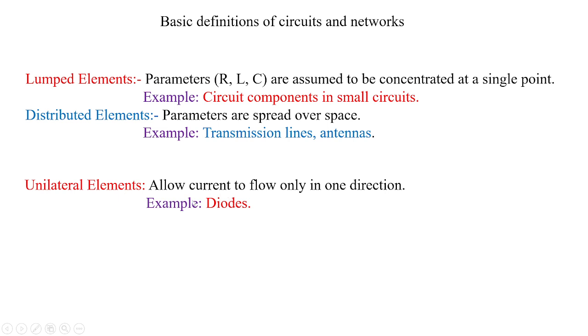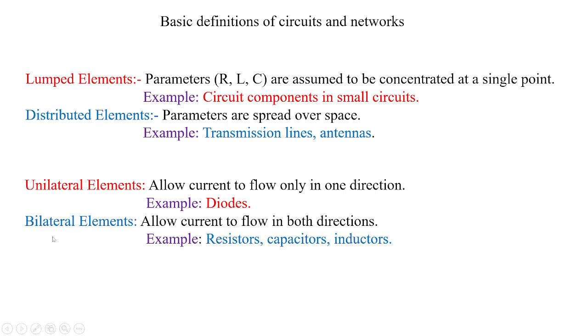Unilateral elements allow current to flow only in one direction, an example being a switch or a diode. A bilateral element allows current to flow in both directions. Example, you can take these passive elements, where you can have the current flowing from one direction to another direction.